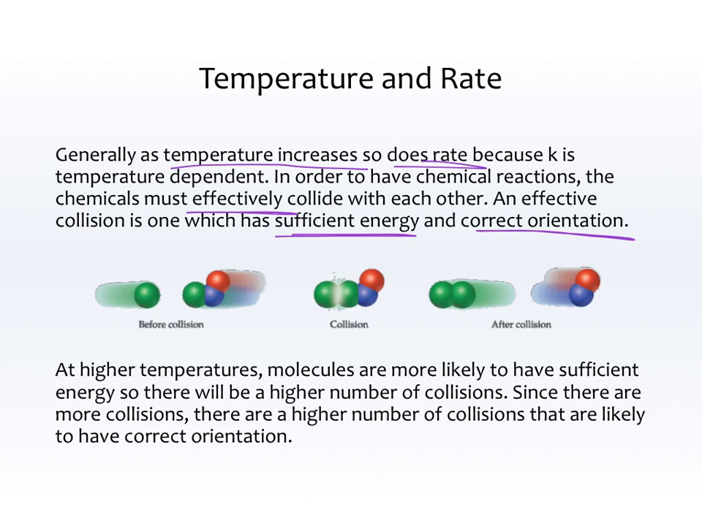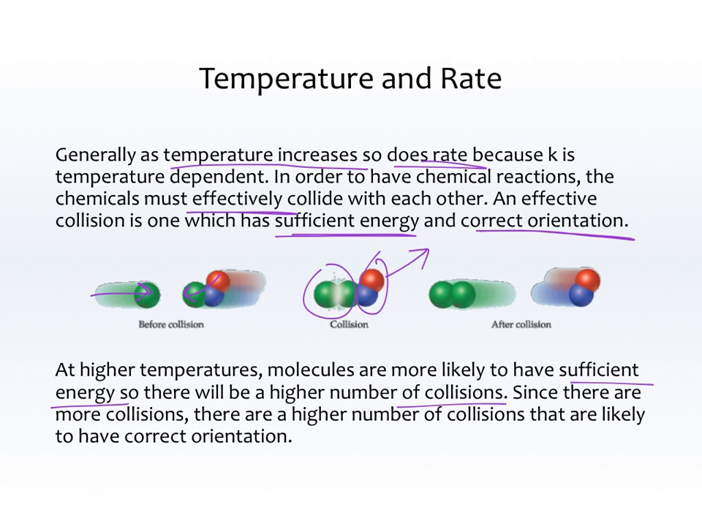So before a collision, we have this green guy trying to knock into this molecule that's going that way, and then they knock and they have a collision, and then this one splits off and goes off to the other side. At higher temperatures, molecules are more likely to have sufficient energy, they're moving faster, and since they have sufficient energy, there's going to be a higher number of collisions. They're going to move so fast, they're going to hit each other more often.